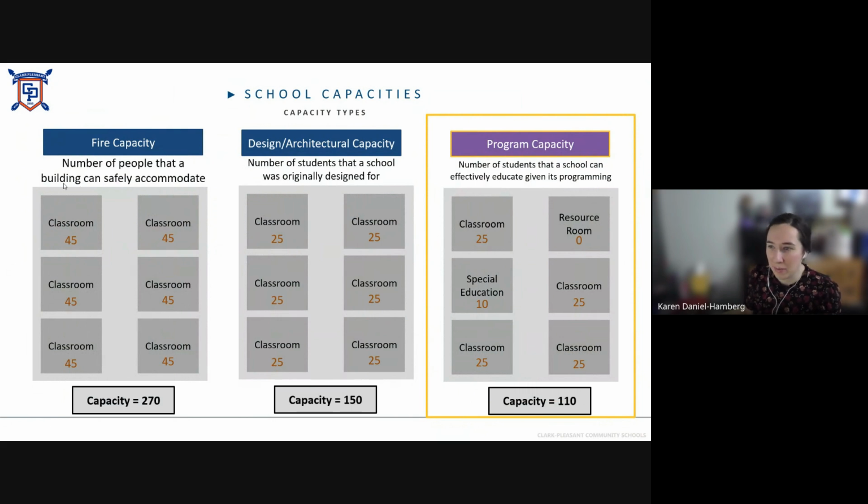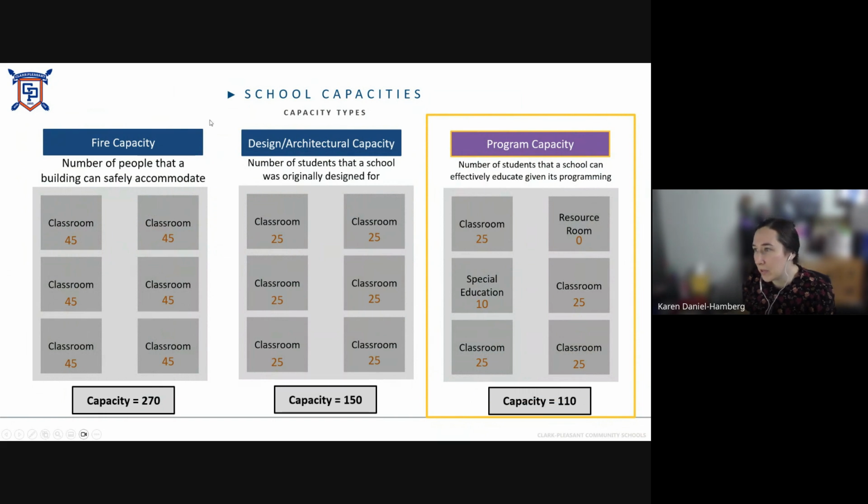So if you look at my little hallway here, that's what this is showing. It's an example hallway with 6 different classrooms. Fire code usually says around 45 people can fit in a classroom. So using the fire capacity, we would be seeing a capacity of 270 for this little hallway right here.